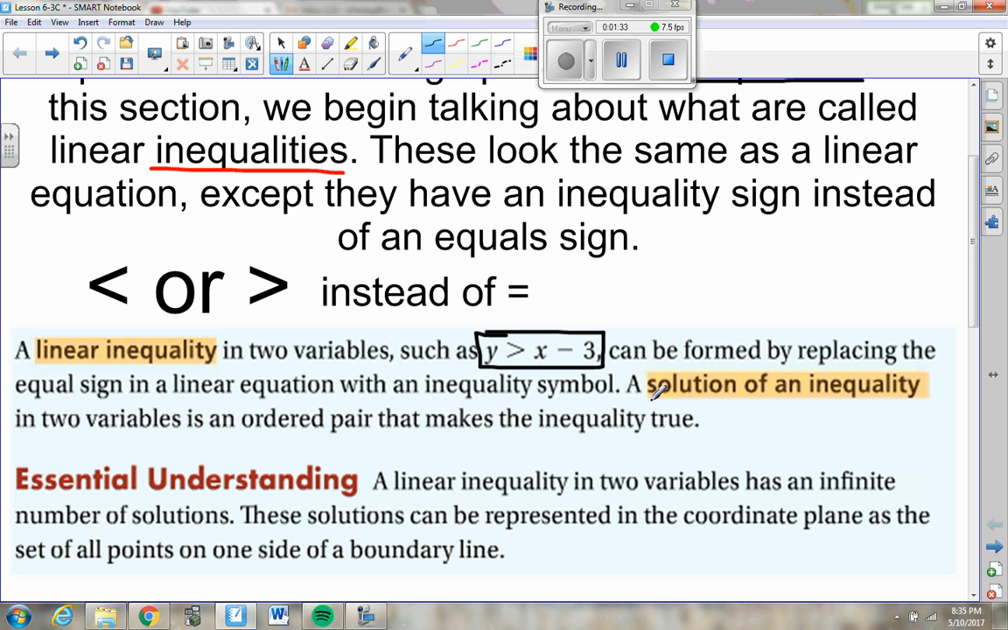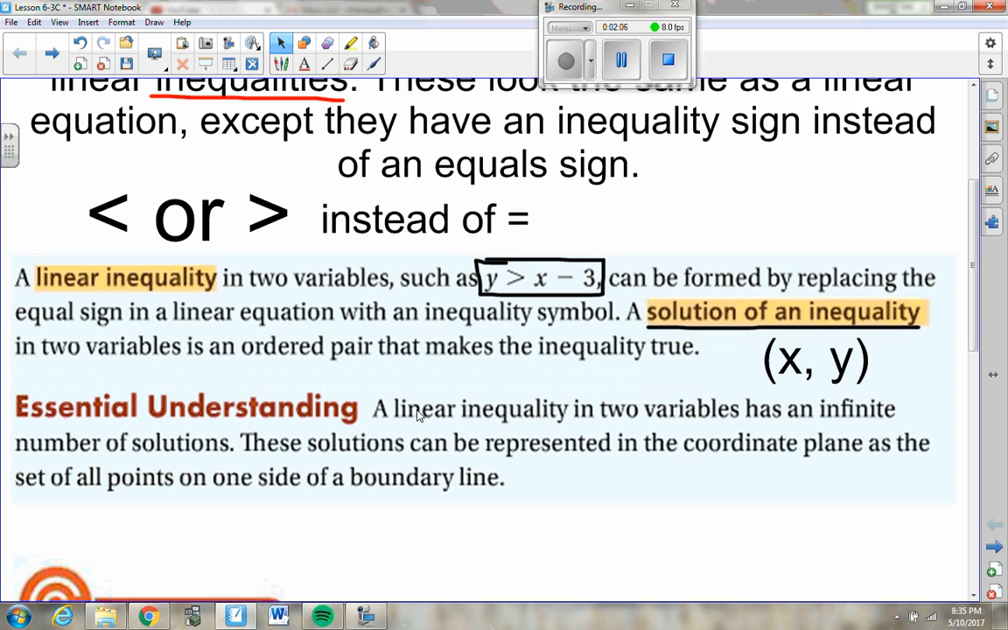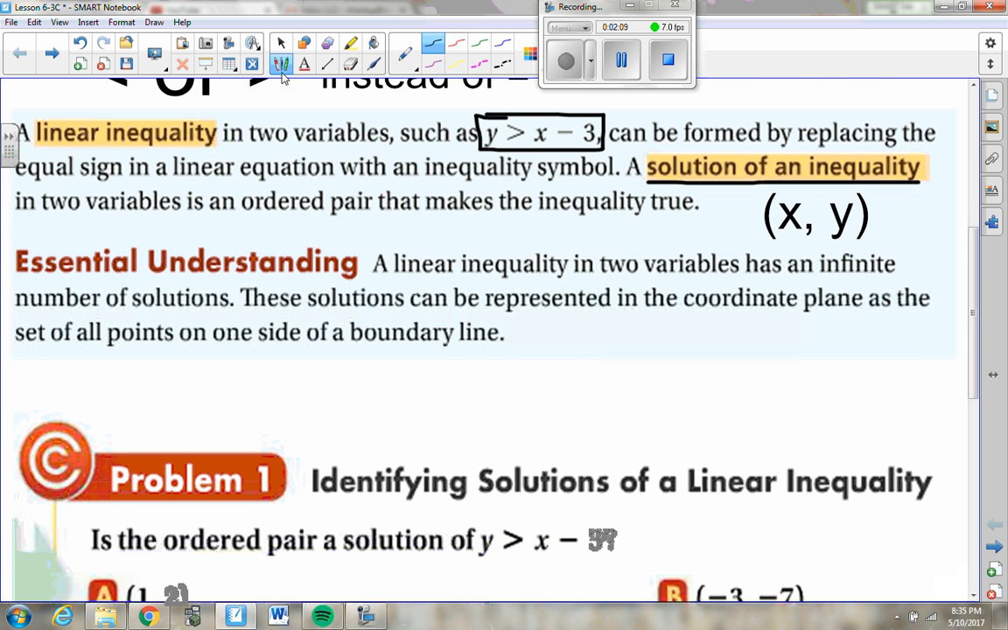In this first video, we're going to talk about what a solution of that inequality means and what it means to find a solution to an inequality. A solution, just like a solution to a system of equations, is an ordered pair (x, y), like our solutions for systems of equations, that makes that inequality true. So we'll have to plug the numbers in and check to see if the inequality is true or false. What we should realize, though, is that there is an infinite number of solutions. You can have as many solutions to a linear inequality as you want.